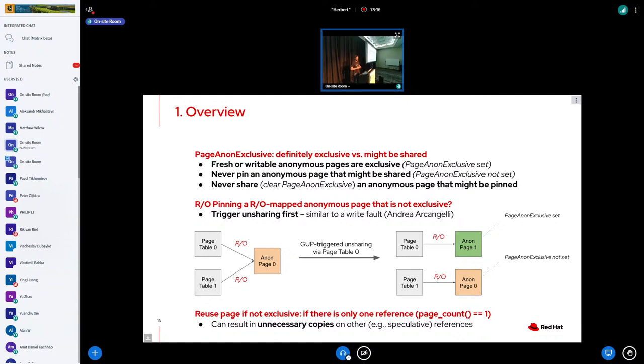Now you might wonder, in our example on the right side, what would happen if somebody would try to pin the page that's still mapped into page table 1? Obviously, it's not marked as exclusive. It might be shared. The rule we apply here is we're only going to reuse the page if the page count is 1. So at that point, we no longer have to deal with any kind of correctness issues with pins getting out of sync or security issues. We just reuse it if there is a single reference, and we can be sure that it's no longer shared.